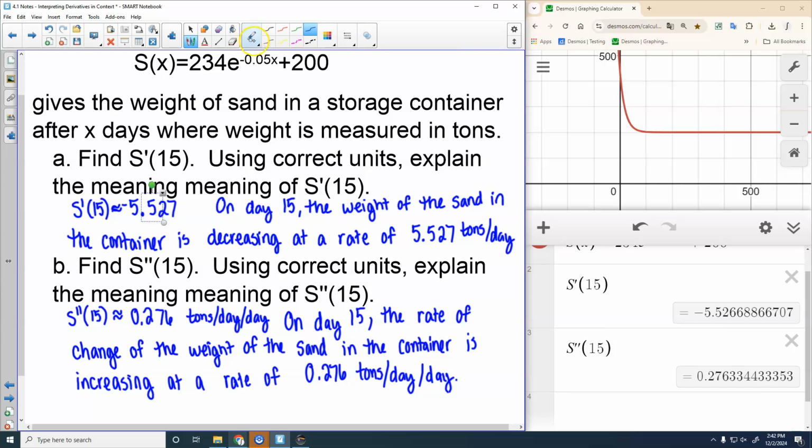Now, what's important for this, if you're talking about the second derivative, you're talking about the rate of the rate, right? So you shouldn't be talking about the weight of sand increasing at a rate of. That'd be the first derivative. It's the rate of change of the weight of sand is changing at a rate of. You should see rate there twice whenever you're doing this.